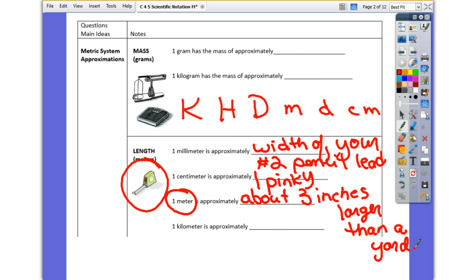So then we're talking kilometers. So a kilometer is approximately, a mile? Nope, good guess though. Think smaller. It's a little bit bigger than half of a mile. Yeah, it's about 0.6 of a mile. So 1 kilometer is a little more than a half a mile.